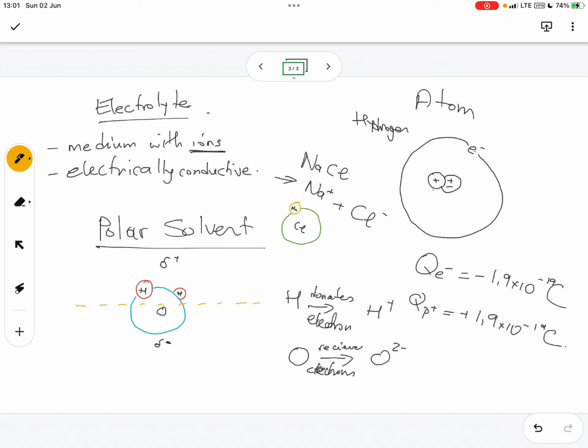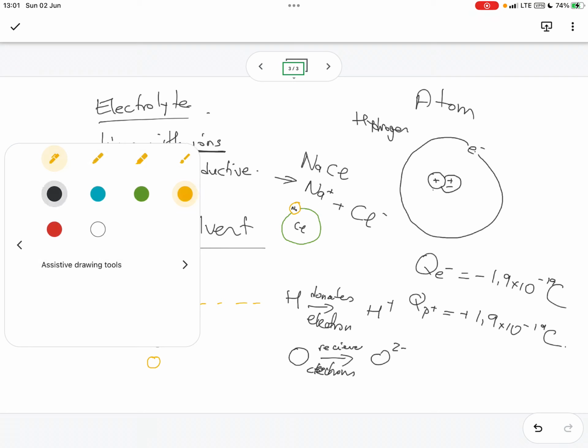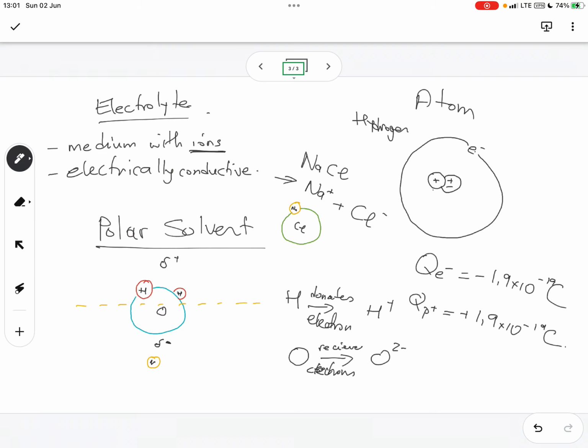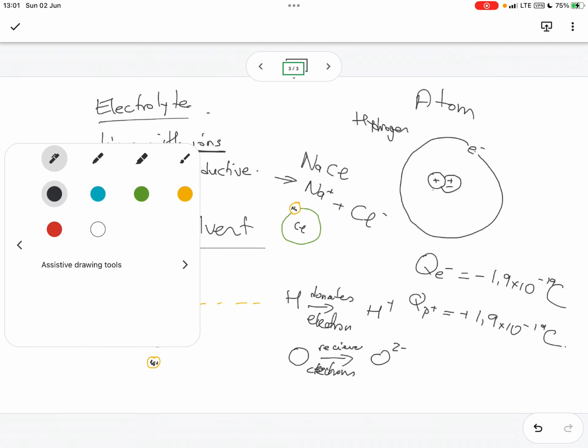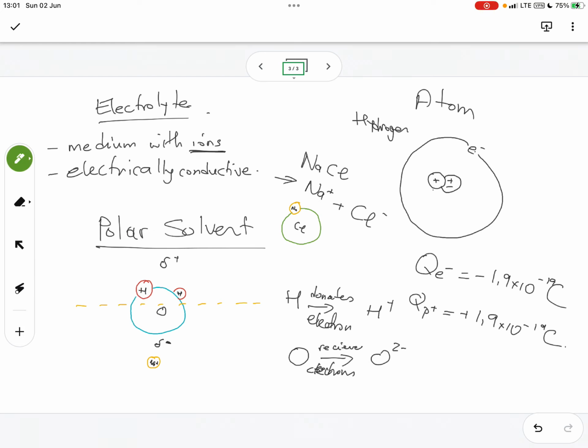So once it dissolves in water, what happens is the sodium, because it's positively charged, moves closer to the oxygen, where it's negatively charged, the negative pole of the water molecule. And then the chlorine, because it's negatively charged, moves closer to the positively charged part of the water molecule. So you'll find your chlorine would be somewhere this side, and your sodium would be somewhere closer to the oxygen.